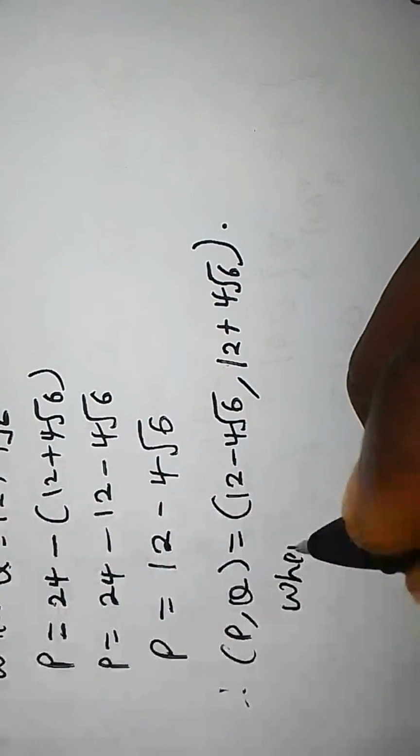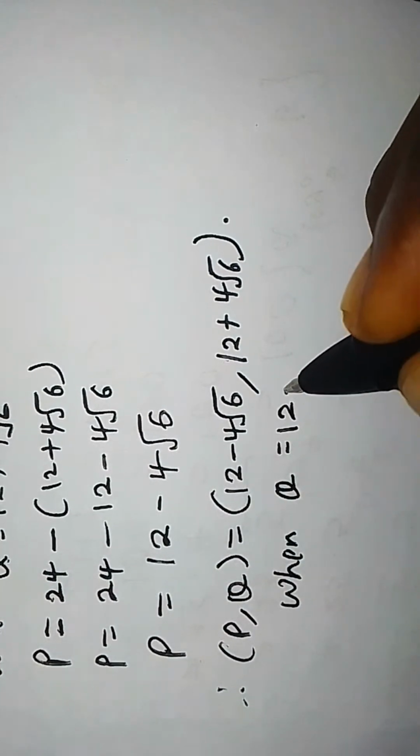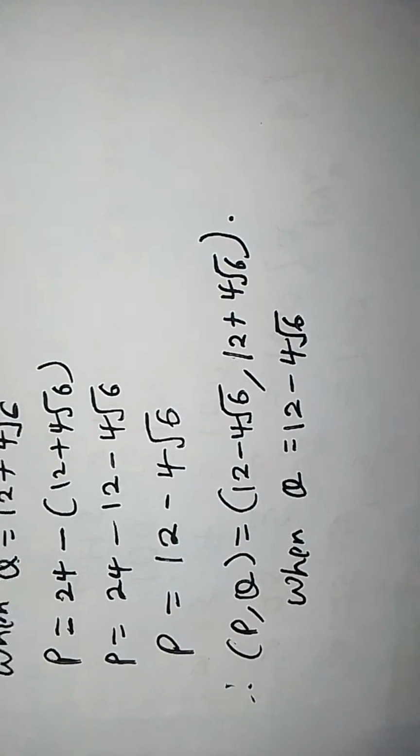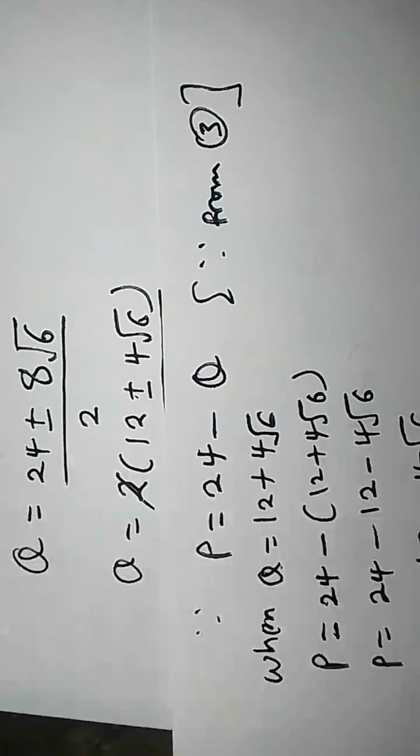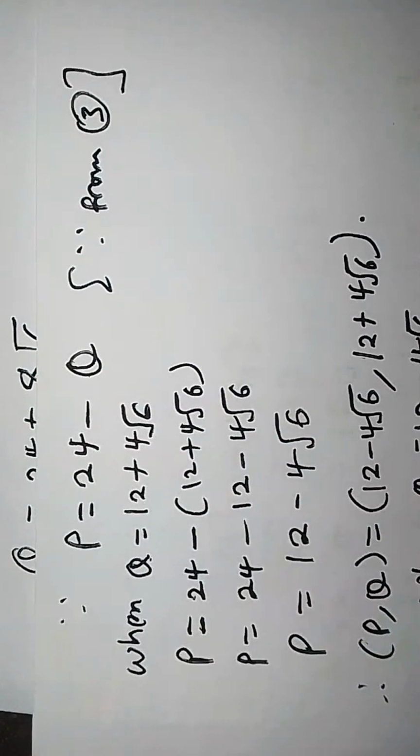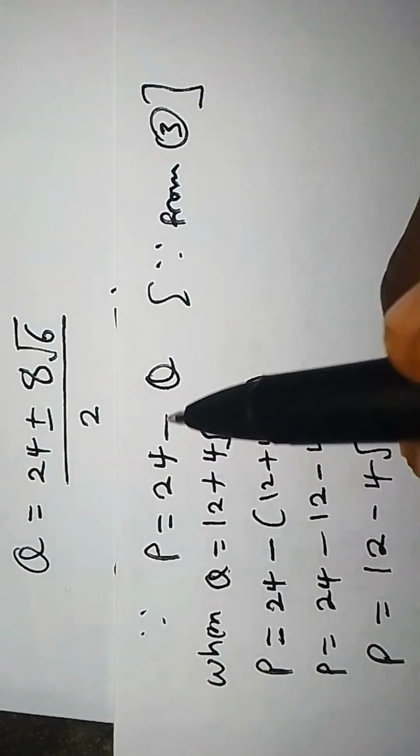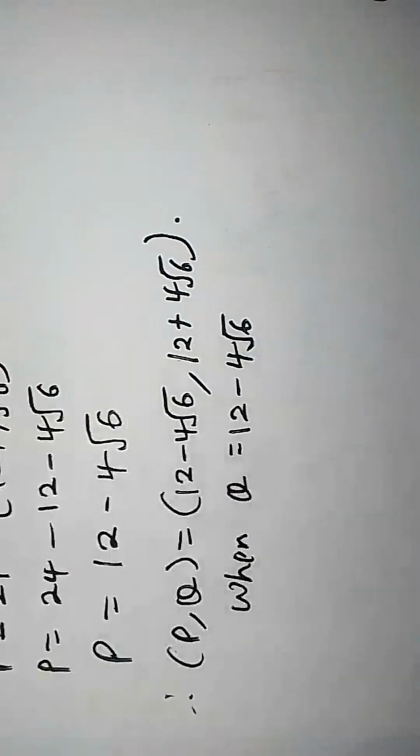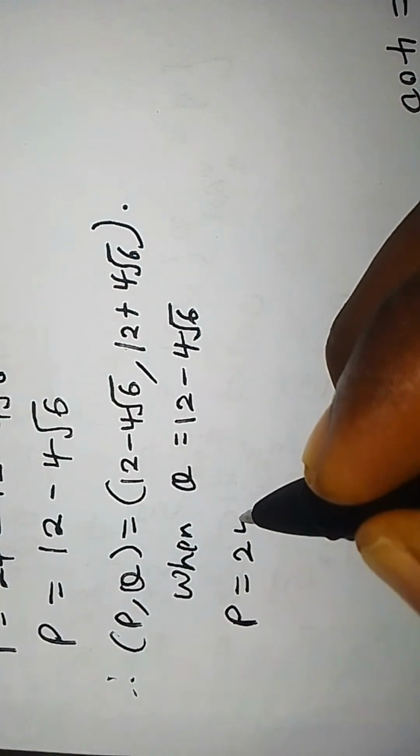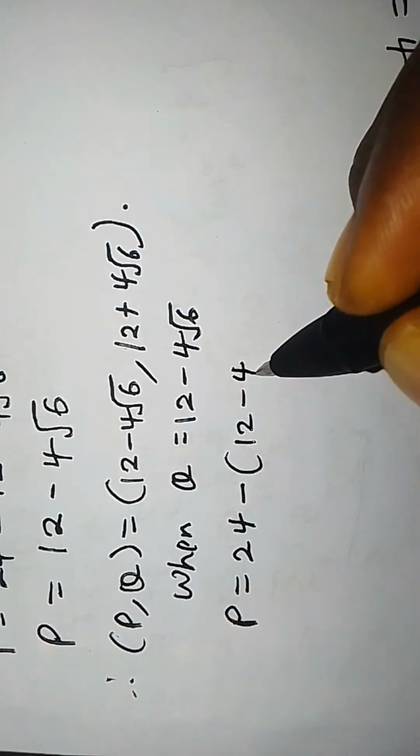When q happens to be 12 minus 4 root 6, what would be the value of p also? We are using the same equation, equation 3. So when we plug this value of q into this expression, we have p equal to 24 minus this 12 minus 4 root 6.